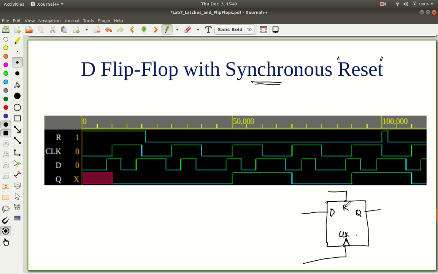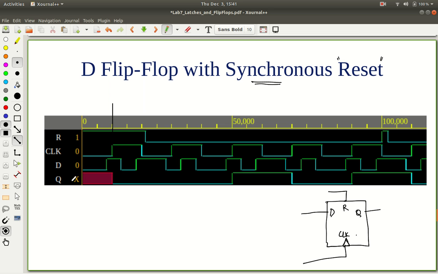So essentially we added another input R. So initially R was 1, but the value of R was not taken into effect until a rising edge of the clock. So here is an edge of the clock at this point, and here reset is 1.